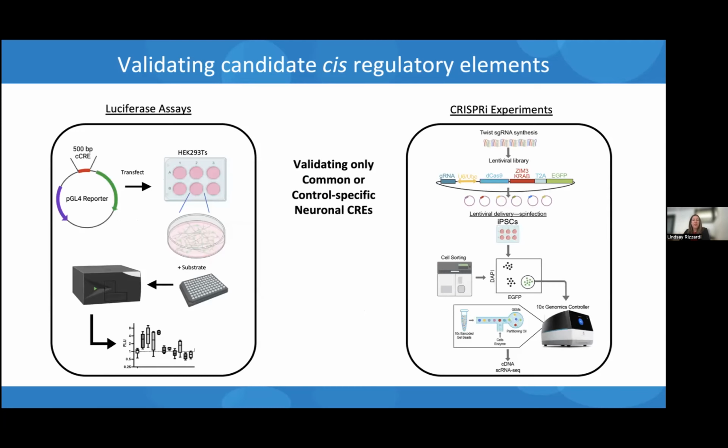But of course, we really need to go in and experimentally validate these things. And so we are taking 2 strategies in which to do this. We're validating only common or control-specific neuronal CREs at this particular point, because we would need an AD cell model, and we just haven't gotten that up and going yet, but it's on the docket. So for now, we're sticking to these.